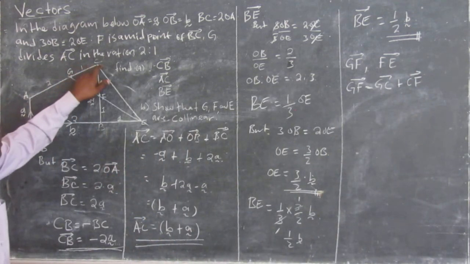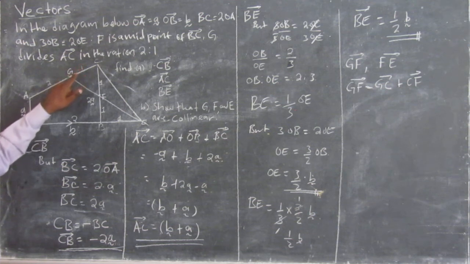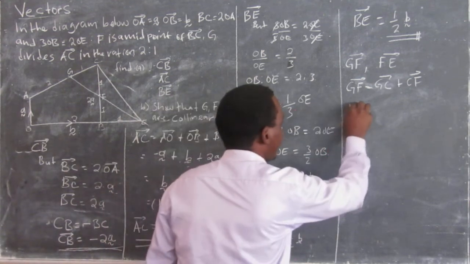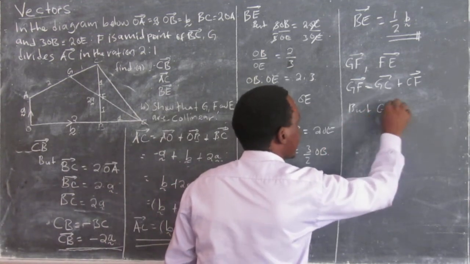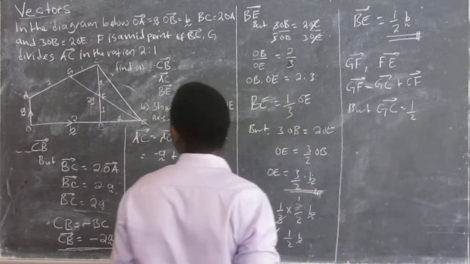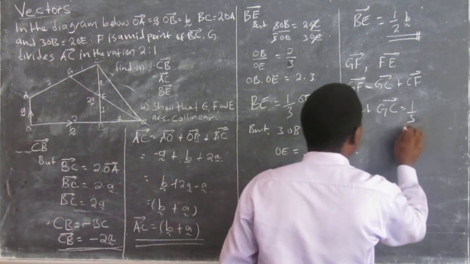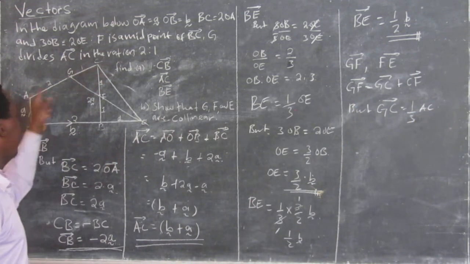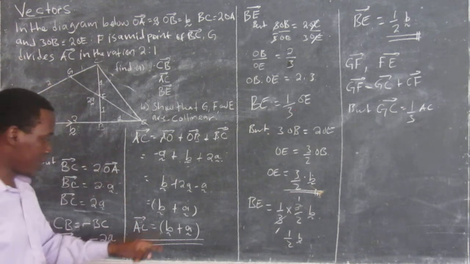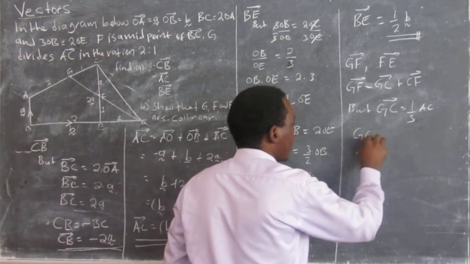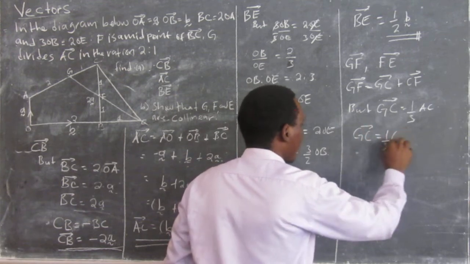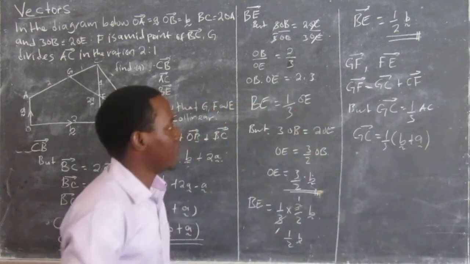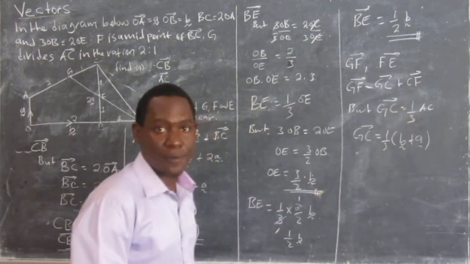But here, to get GC, this is the same as saying 1 out of 3 of SC, since we have our SC somewhere here. We know that GC is going to be a third of SC, because this is 1 out of 3 of SC. And in this case, our SC, we have it here, our GC is the same as 1 out of 3 into bracket, which is B plus A. That is our GC. Also we need to get our CF in this case.